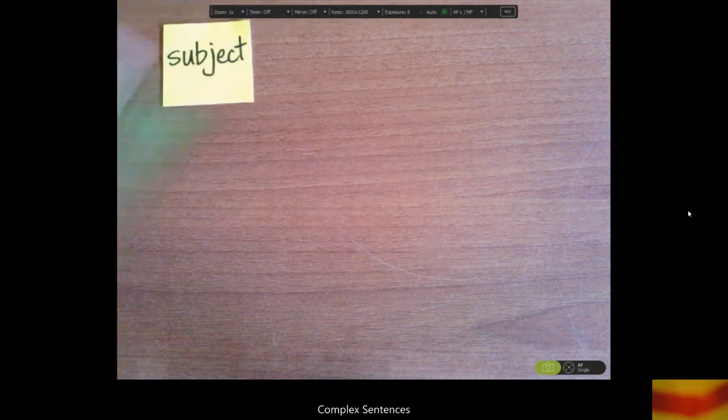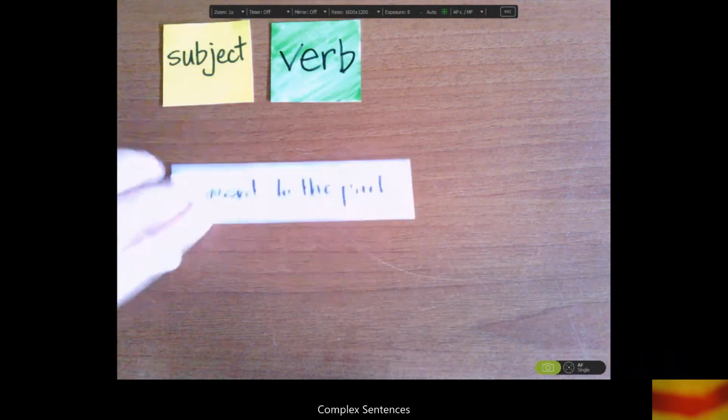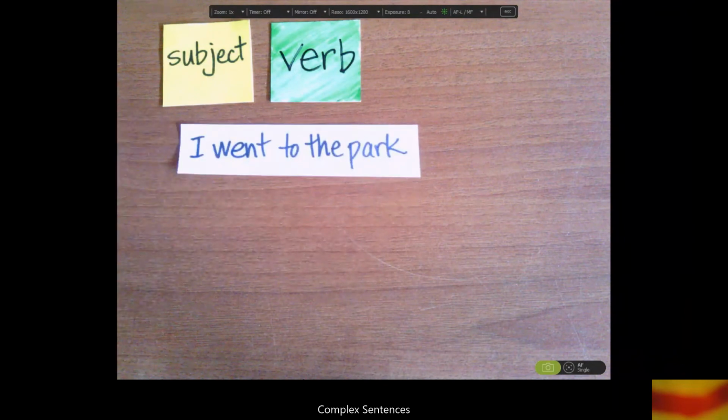Let's take a look now at complex sentences. If you remember, a simple sentence has a subject and a verb. For example, I went to the park. That's the sentence that was in the video. I is your subject, went is the verb.